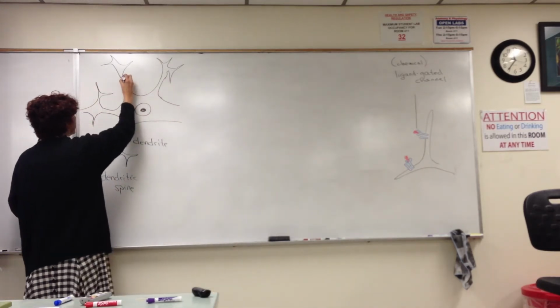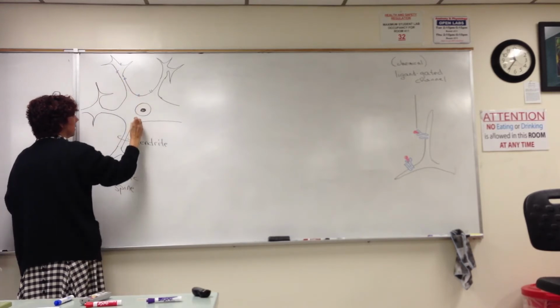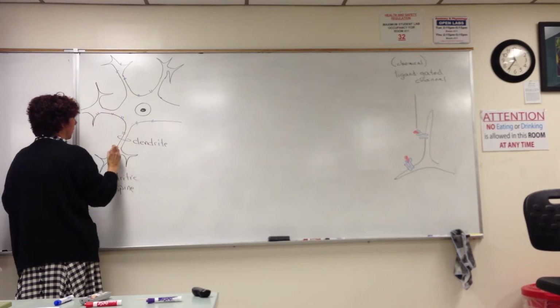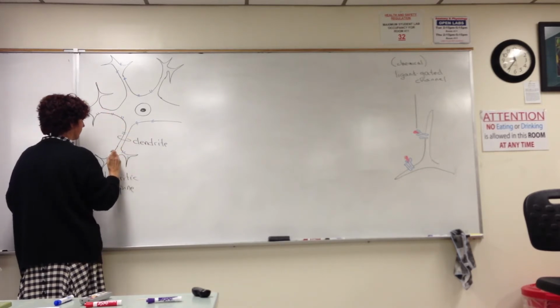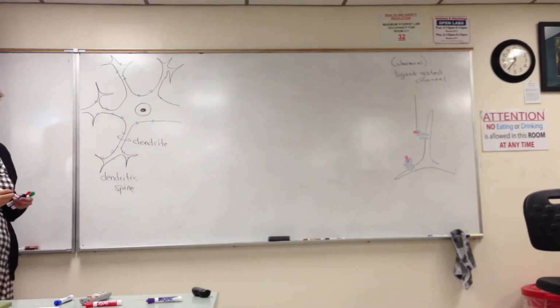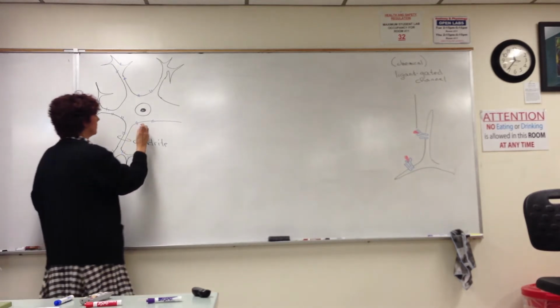And we have these ligand-gated channels on the dendrites and on the cell body primarily. Did I say voltage? Ligand gated. So the cell body and the dendrites are the receptive area of the cell.